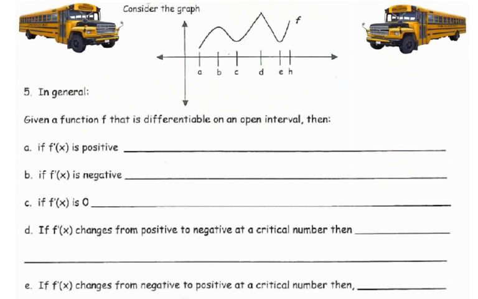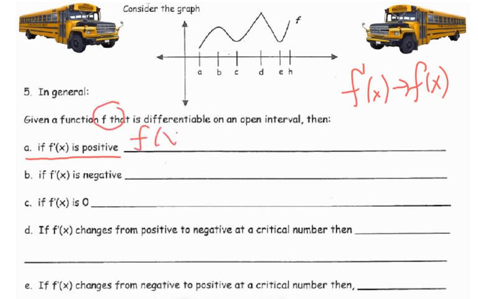Number 5, in general. So let's make some conclusions about what we've noticed about an original function versus the first derivative. So what we're really looking for here is, what does a first derivative function or graph tell us about the original functions? So it's unveiling the mysteries, and that's why our packet's called Mysteries of the First and Second Derivatives. So if the first derivative, and I'm reading letter A here, if the first derivative is positive, what can we conclude about f of x? Well, f of x is increasing.